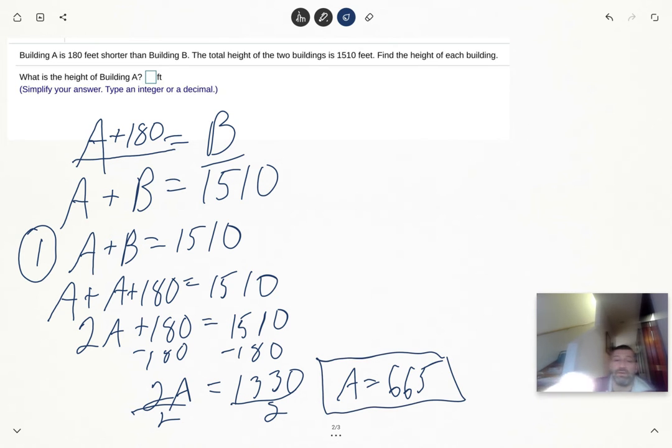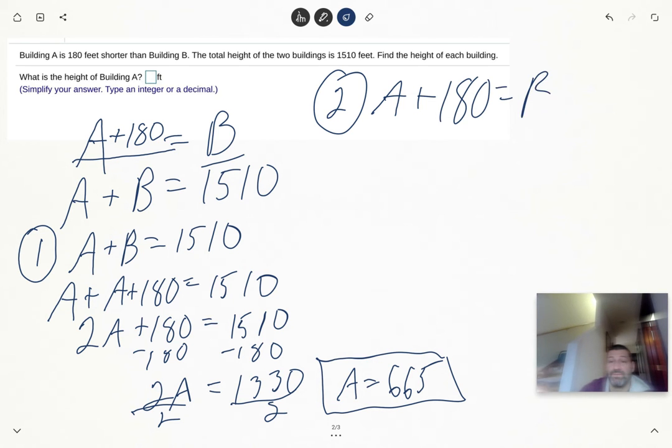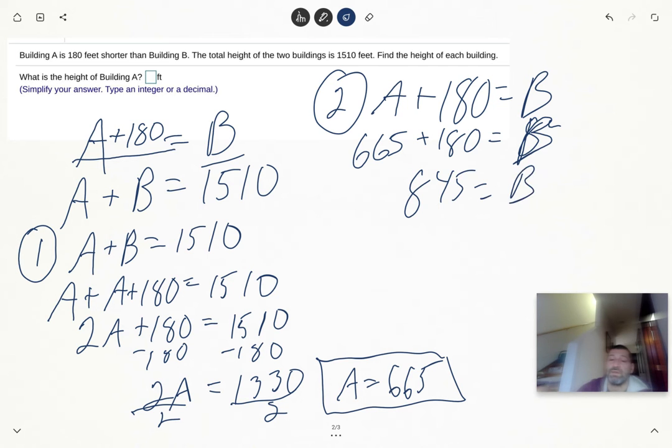Okay, and now that we know that A is equal to 665, I'm going to plug that into the first equation, which was A plus 180 equals B, and that should give us our B value. So A we now know is 665 plus 180. That's equal to 845. So 845 is equal to B.